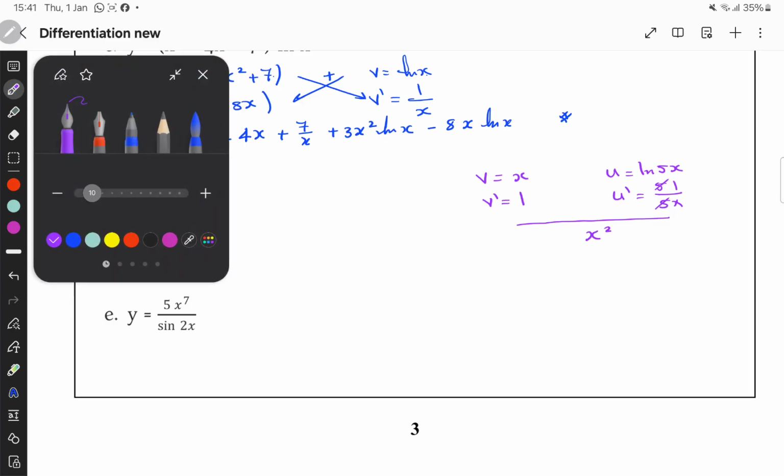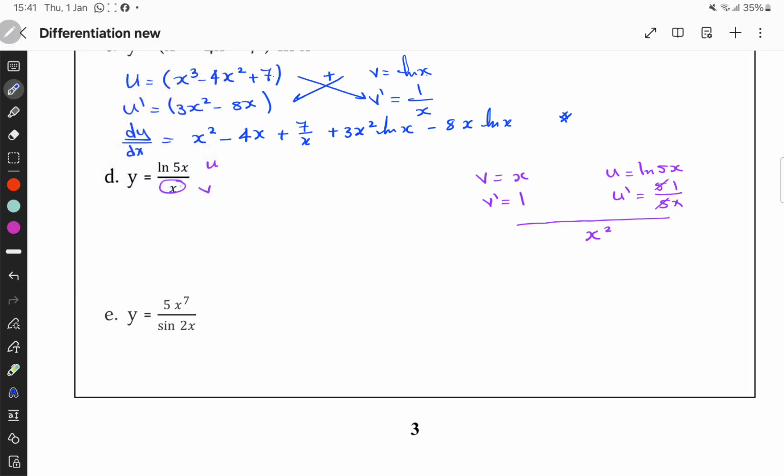Now start to differentiate. So dy over dx, you can state the answer from here. First of all, x squared down. Then v times u dash: x times 1 over x cancels, it will be 1. Minus, don't forget that, in the quotient rule I have a minus here. 1 times ln 5x will be ln 5x. That is the final answer.